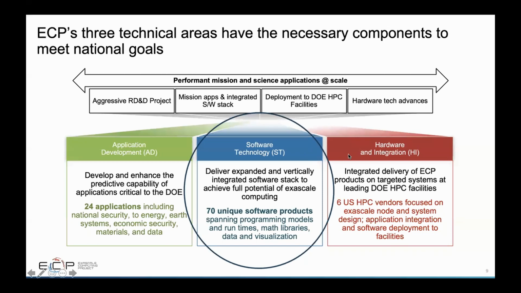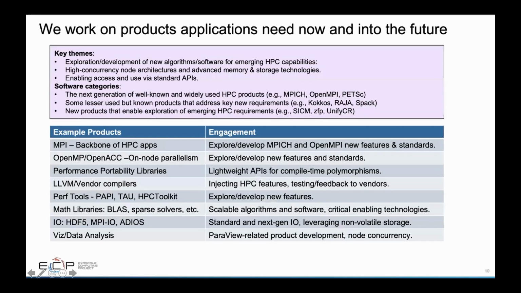And then there is hardware and integration, where we deliver the products from E4S to the facilities. So we work on products that applications need now and also look into the future. As you're aware, MPI is the backbone of HPC applications. And we have two major MPI distributions, including MPICH and OpenMPI. Many of these are integrated in vendor stacks as well.